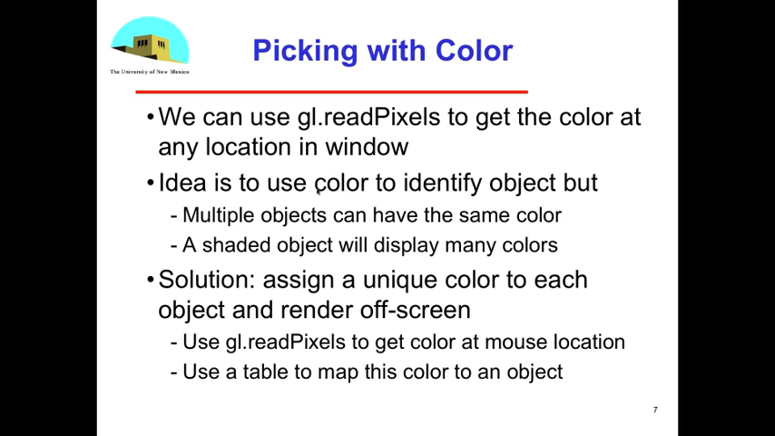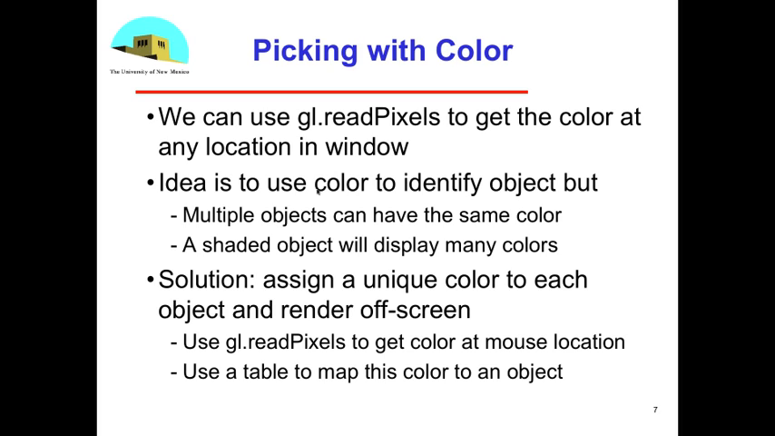So we can say, okay, read one pixel. Let's take an idealized version. Read one pixel at the location of the mouse. That's easy to do. And what reading that pixel does is return the RGBA color at that point. And then the idea is to use that color to identify the object.